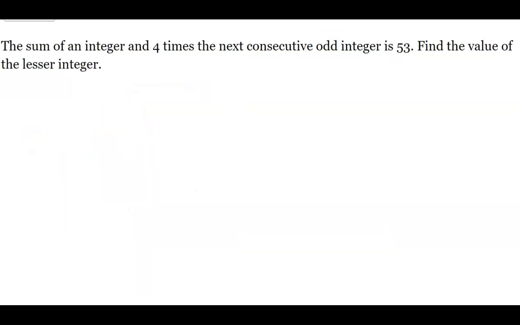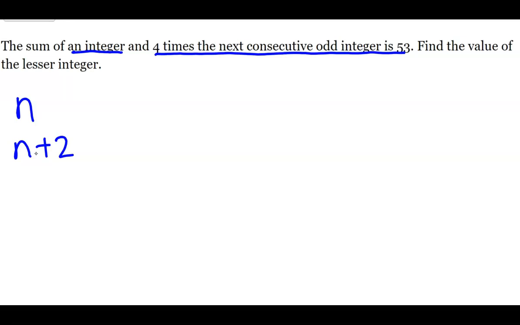So now let's see how many of these numbers we need. The sum of an integer and 4 times the next consecutive odd integer is 53. That sounds like we have 2. We have the first integer and the second integer. The next thing we need to know is that we are summing them together.